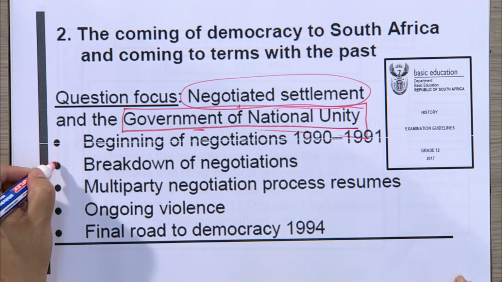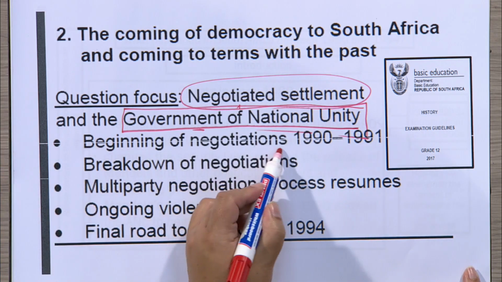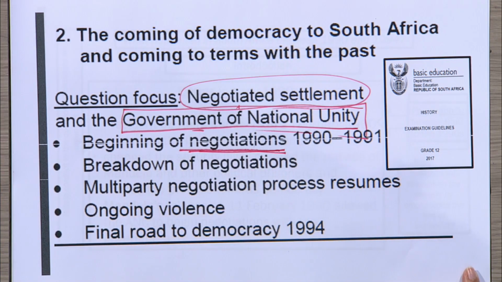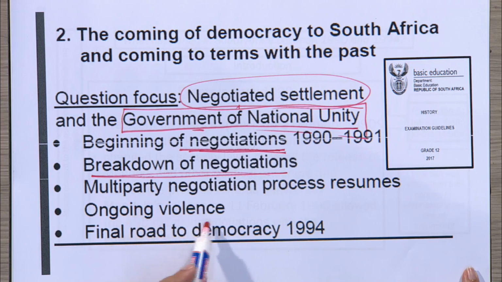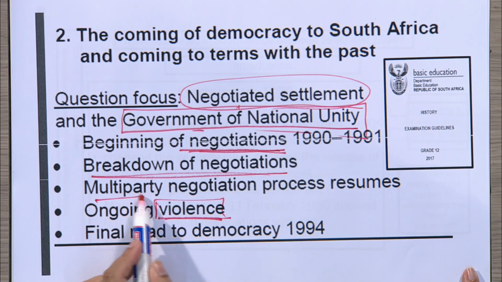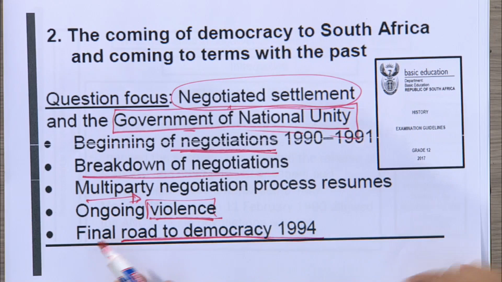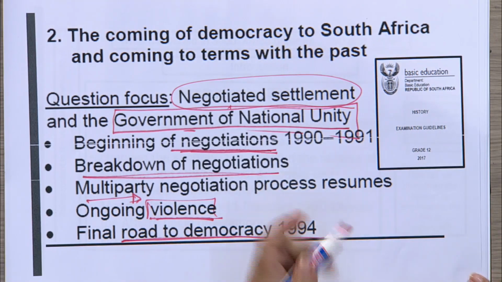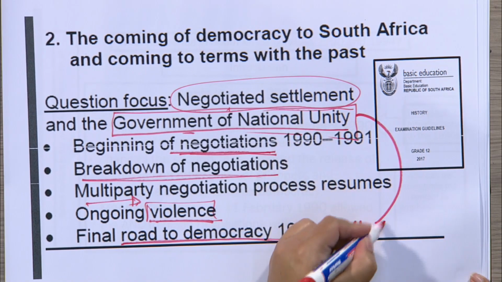You'll notice here the bullets indicate the strong focus area for the content. Negotiations come up again. Then you have the breakdowns of negotiations that start. Another very important point is this idea of the ongoing violence they tell us in the country. And that is going to lead to the final road to democracy. The final road to democracy of 1994 is going to include the government of national unity, which gets mentioned over here.